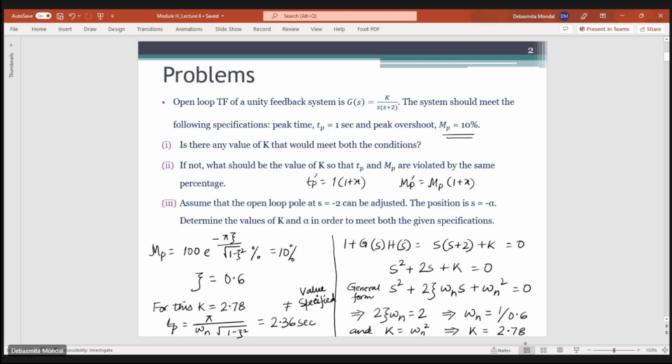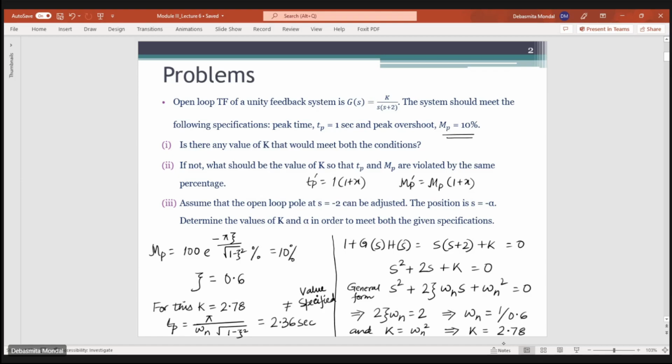For finding the value of this peak time, you see that peak time is given by this expression: pi by omega n square root of 1 minus zeta square. Now this omega n and zeta, both the values are known to us, so you can substitute those values and you will find that the value of TP is equal to 2.36 seconds. So this is not equal to the specified peak time, right? So that means we can say there is no one value of k which will be able to meet both the conditions which are given.